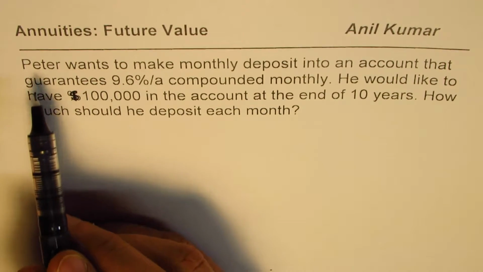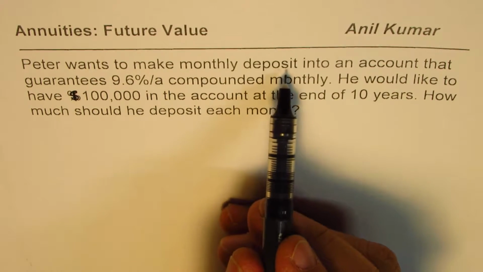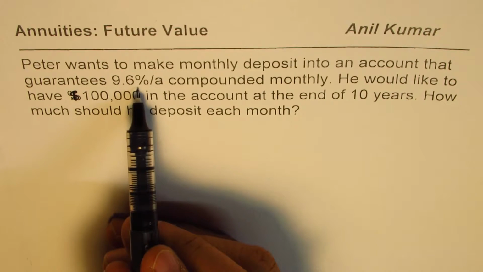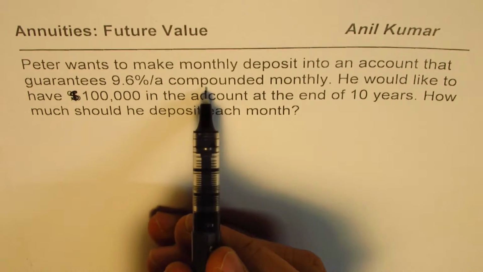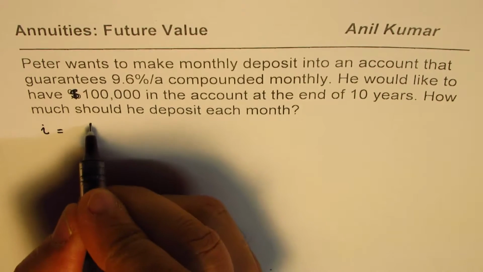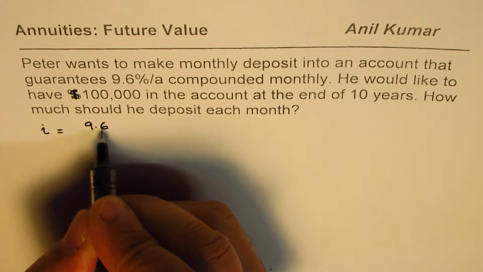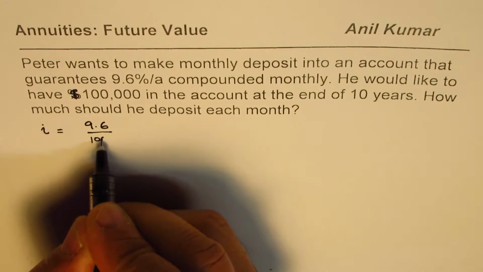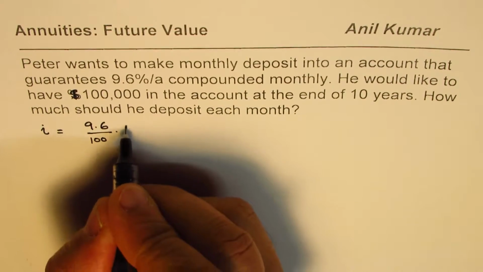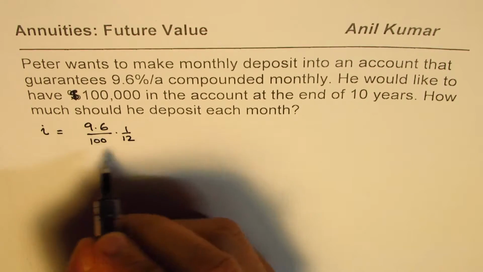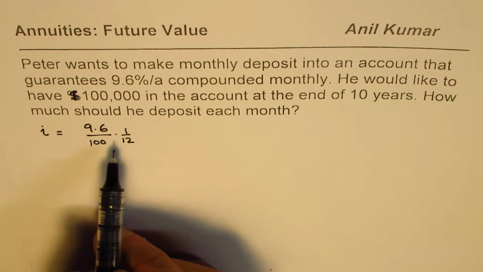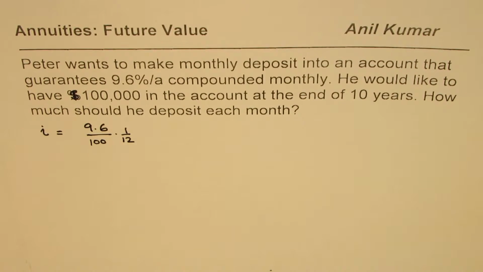Now, when we say Peter wants to make monthly deposits into an account that guarantees 9.6% per annum compounded monthly, that means the interest rate is 9.6% divided by 100. Compounded monthly means you have to divide it by 12. Do you see that? Every month the interest will be 1/12 of that. So that is the value of I, the interest.